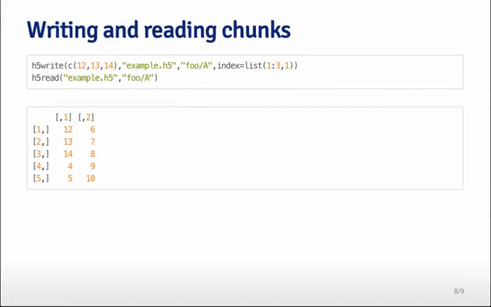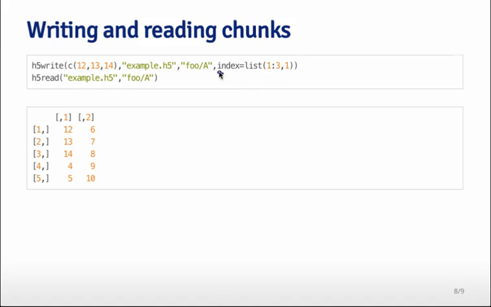Another advantage of the HDF5 file format is that you can easily read and write in chunks. So what we're going to do here is write again. We're going to use h5write, and we're going to be writing to the data set A that's inside of our file. We're going to be writing the elements 12, 13, and 14, and we want to write it to a specific part of that data set.